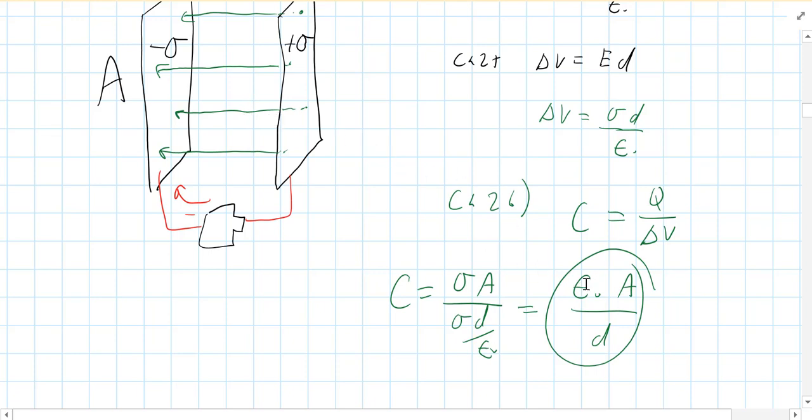There's nothing in between them. Again, same thing as the other two examples. The bigger the area of the plate, the better. And the smaller the distance between the plates, the better.